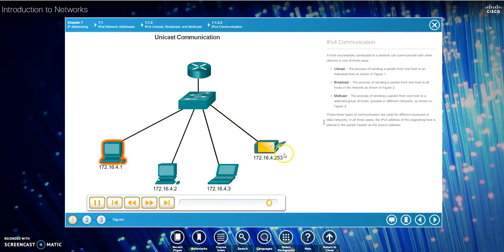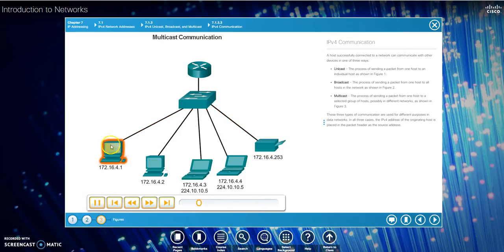Unicast, 1 to 1. Broadcast, 1 to everybody else. Then multicast, 1 to many different things. This is where the fun part goes.